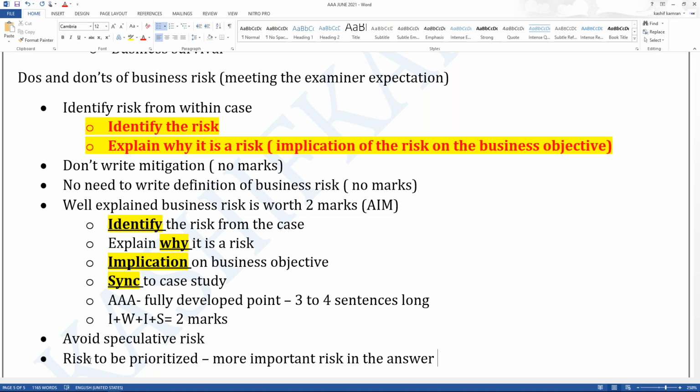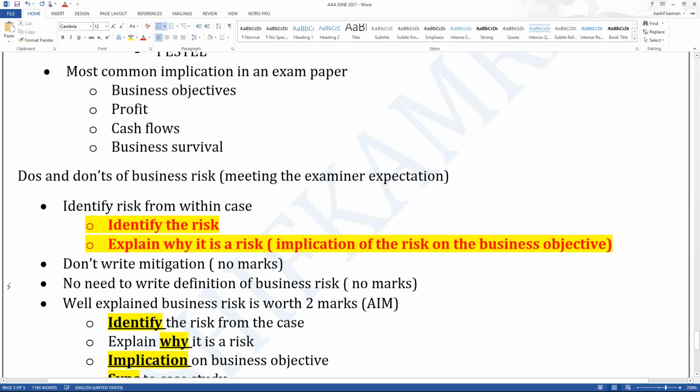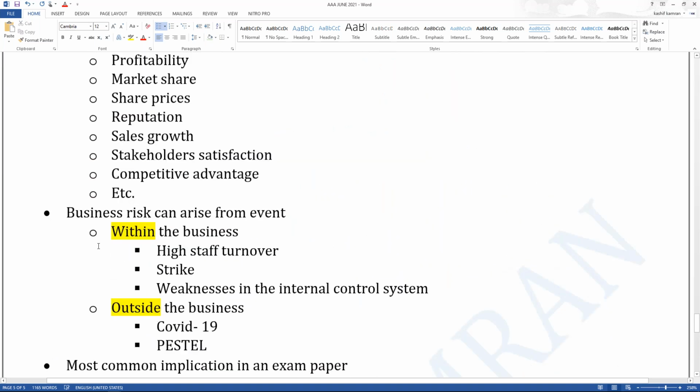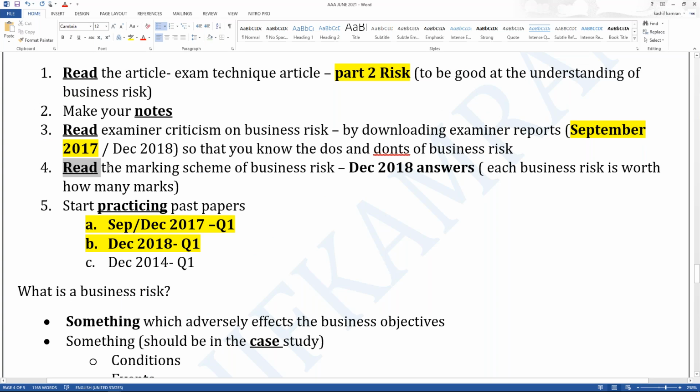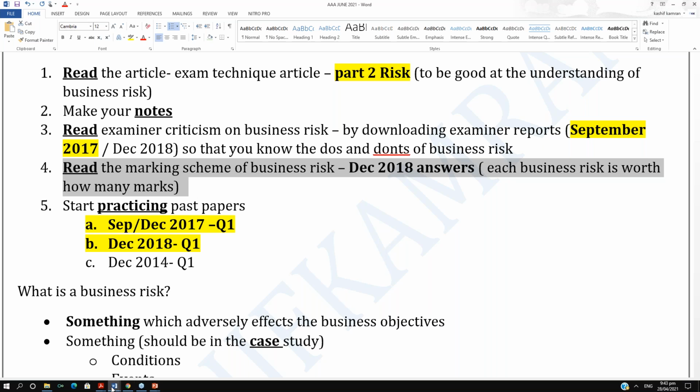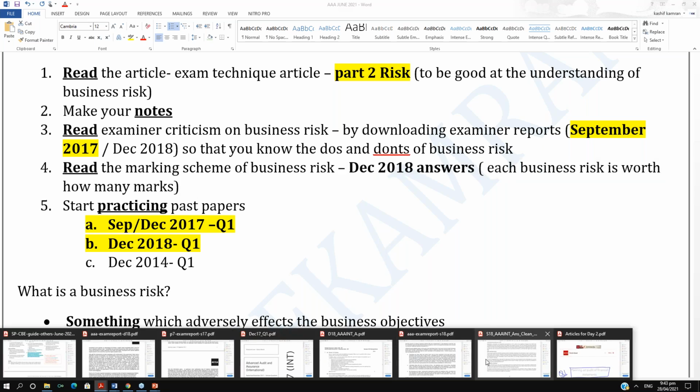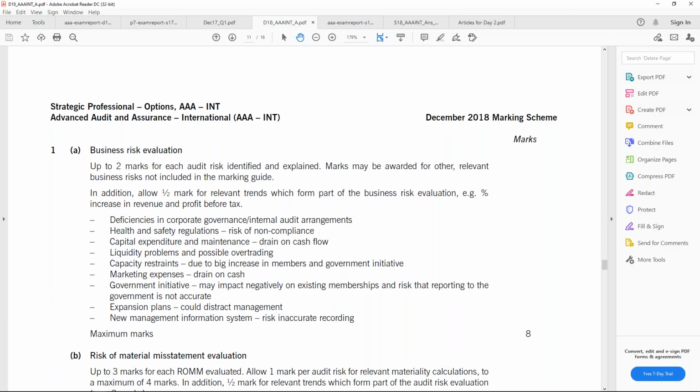Now, the last thing remaining is the marking scheme. See here, we just got here. For the marking scheme, what do we have to read? We have to read the December 18 answer. Now, if you look at the December 18 answer published, there is a marking scheme given, and that's important. If I can show you the December 18 answer. Can you see the December 18 answer in front of your screen, everyone?